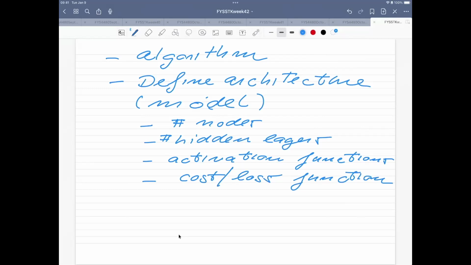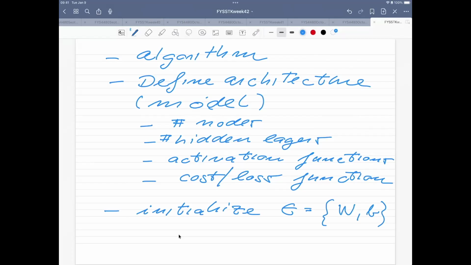So when you've done that, then you have defined these parameters. Then we need to initialize the parameters. Initialize theta, which is now a collective container for all the weights and all the biases.